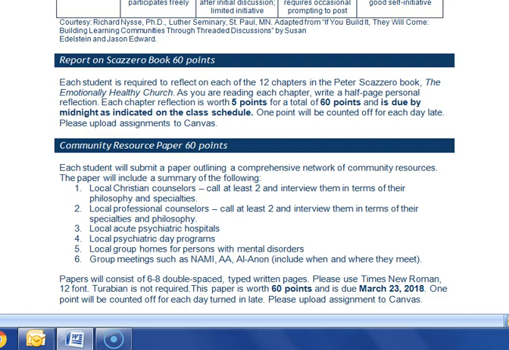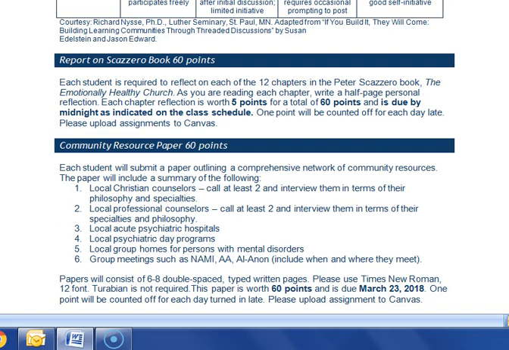Now, the community resource paper is going to come up very quickly. It's due on March 23rd. This is a difficult assignment for students because I'm asking you to actually interview Christian counselors, people in your community. This can be somebody that you already know, or it can be people that you don't know that you're going to have to try to contact.